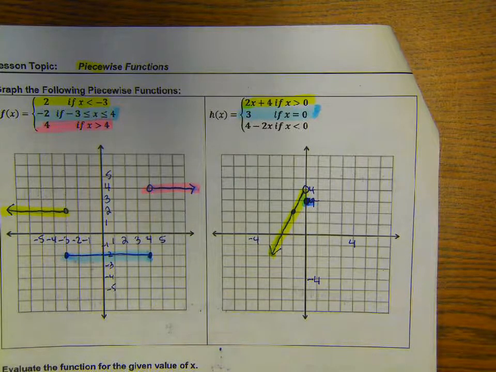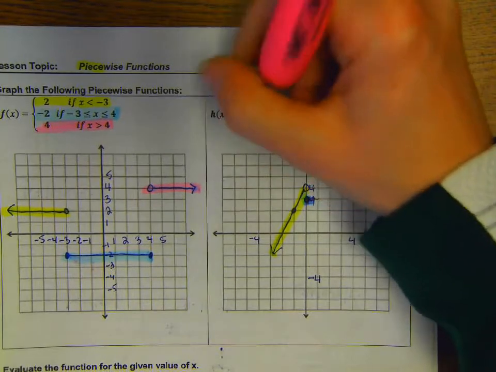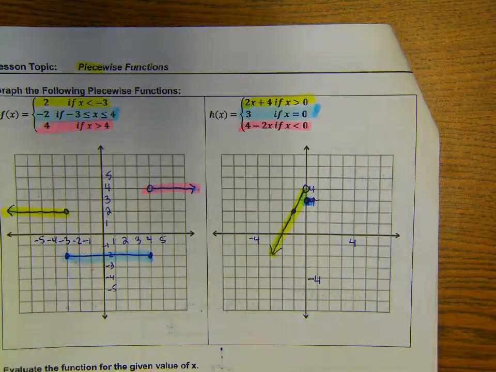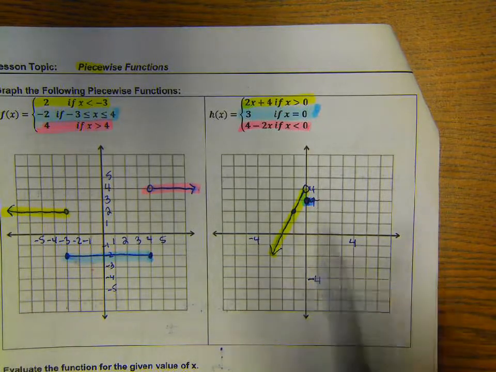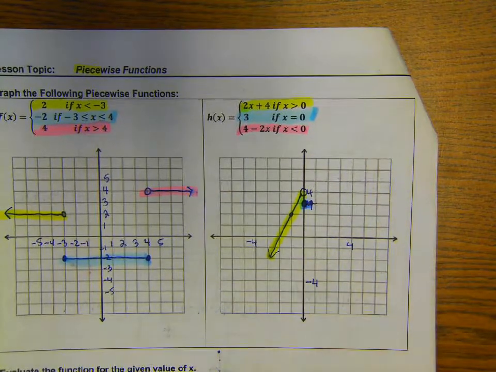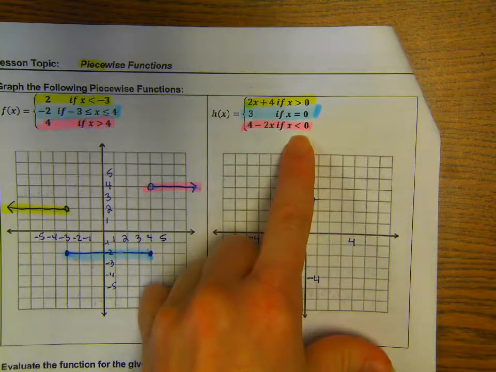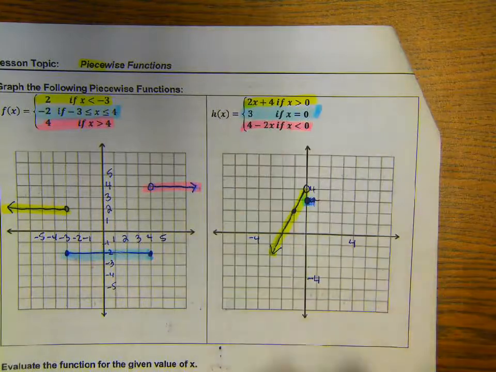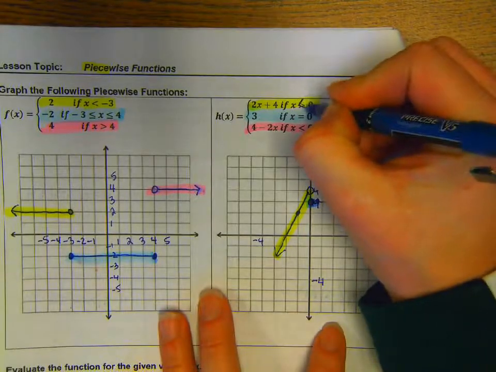Then it's 4 minus 2x when x is less than 0. Okay, so you guys tell me again, what are the slope and y-intercept of that line? Slope is -2. What's the y-intercept? 4. So I'm going to start at 4, and I'm going to go down 2 over 1, and I'm going to go, did I just do this backwards? Crap. Fix this for me. Fix that symbol.